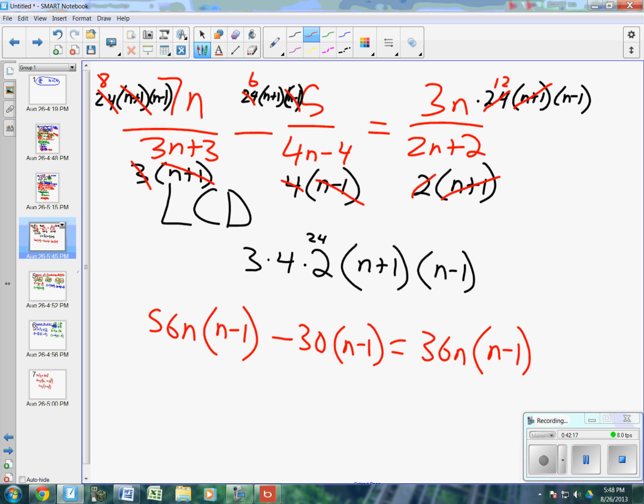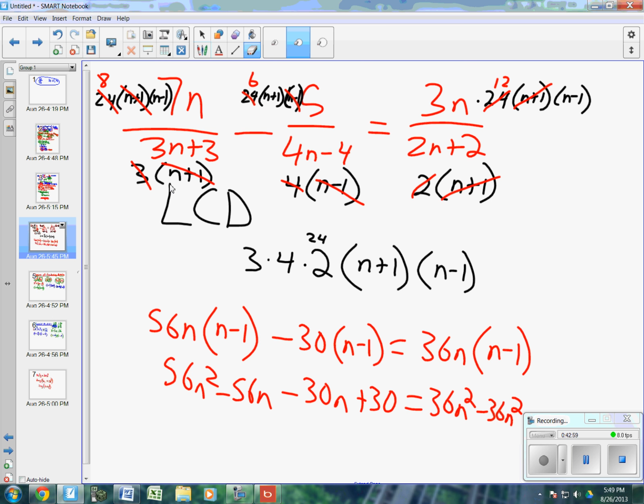Okay, now I distribute each one of these. So 56n times n is 56n squared minus 56n. Over here, negative 30 times n is negative 30n. Negative 30 times negative 1 is positive 30. And then 36n times n is 36n squared, and 36n times negative 1 is negative 36n.